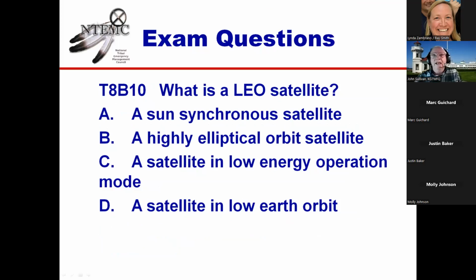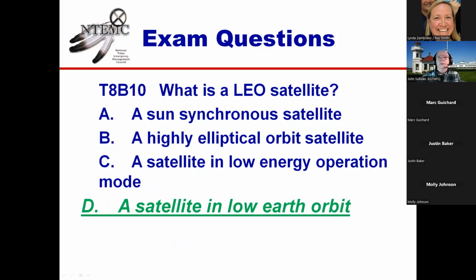What is a LEO satellite? That was one of the acronyms early on there. We talked about LEO is short for low Earth orbit. Low Earth orbit.